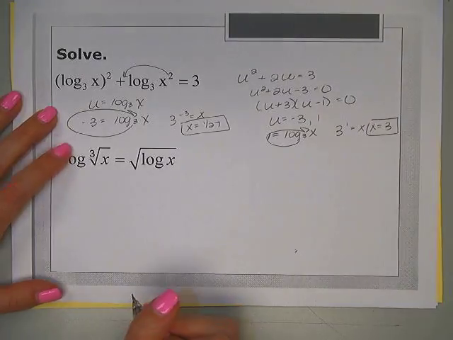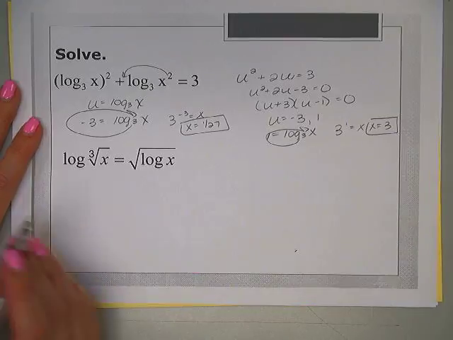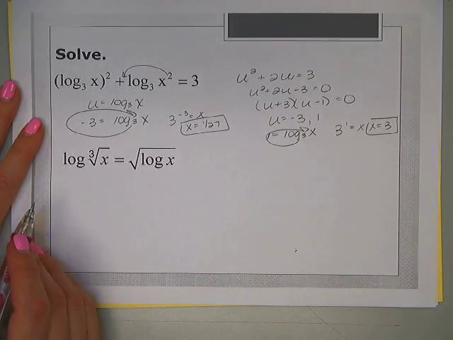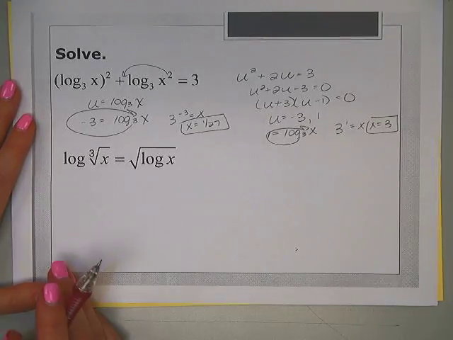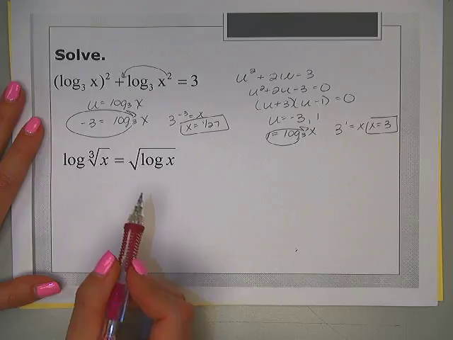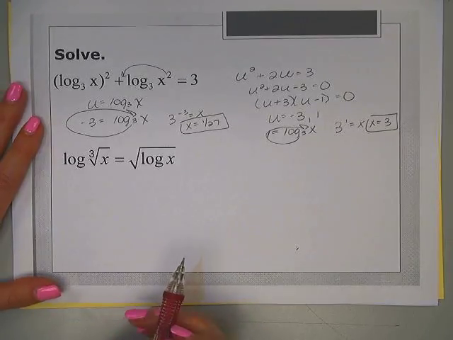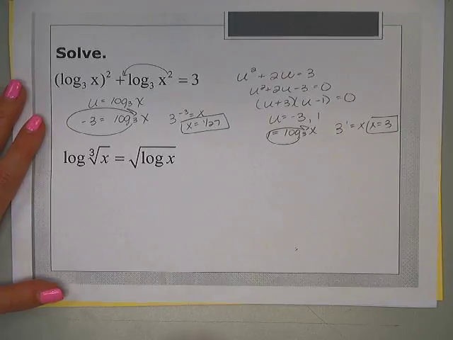Let's plug it back in. If u is defined as log base 3 of x, I take the negative 3, plug it in. Negative 3 equals log base 3 of x. How do we solve that? We log roll. Whoop. 3 raised to the negative third equals x. Therefore, x equals 1 over 27. That's one of our answers.